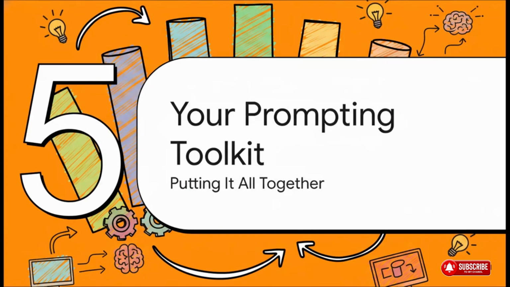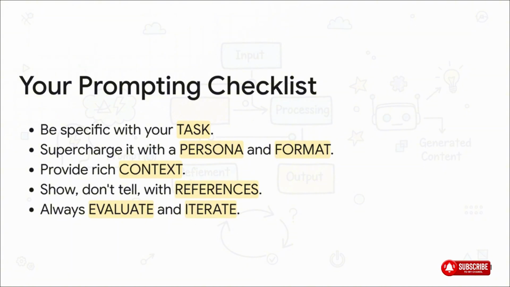So, we've gone through the entire 5-pillar framework, all the way from defining your task to refining the results. Now, let's pull all of this together into a simple, practical toolkit that you can use every single day. And here it is, your 5-step checklist for writing way better prompts. Just think about this every time you sit down to talk to an AI. Are you being specific? Did you give it a role and a format? Did you provide context and some examples? And finally, are you ready to review it and make it even better?